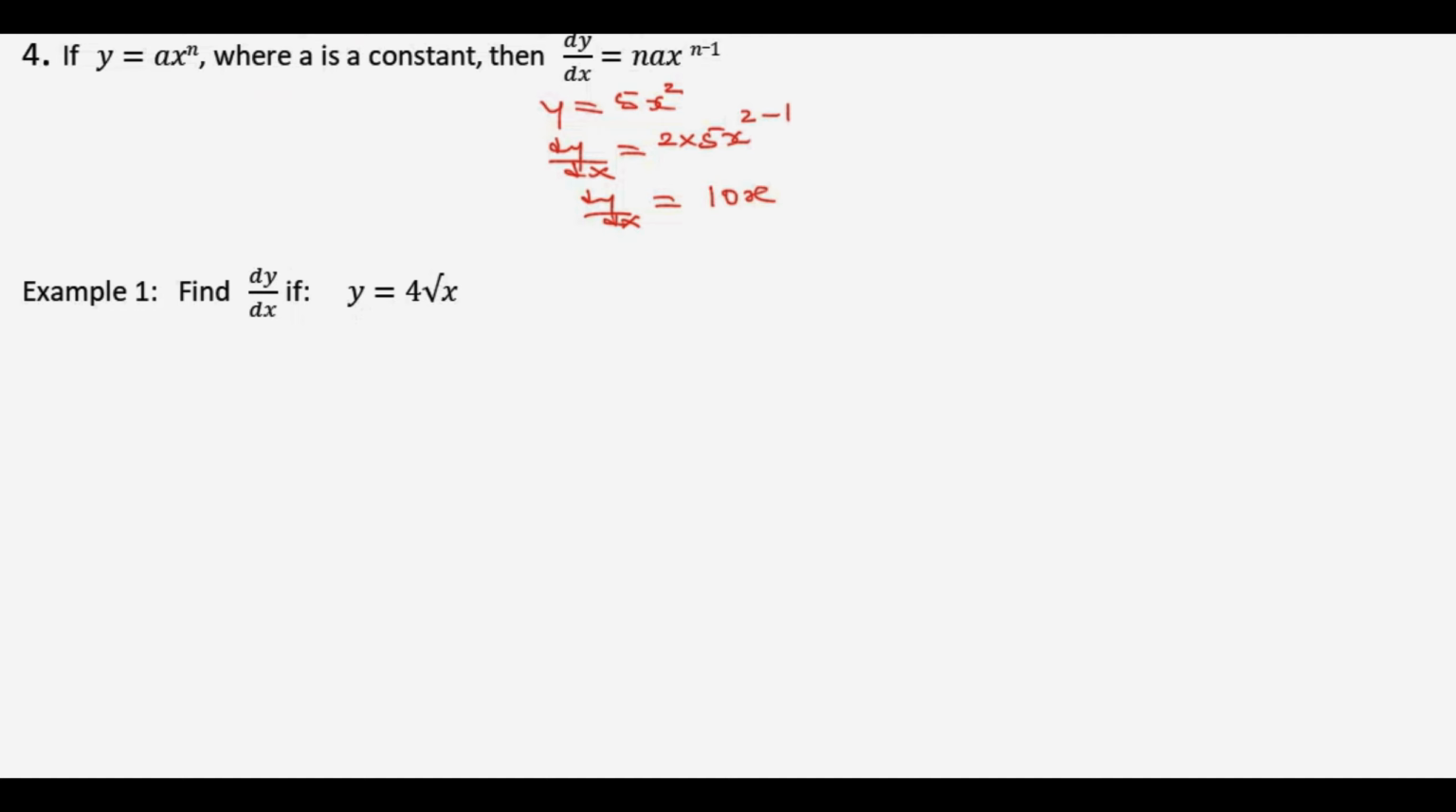We'll start with the first example. The first example says we are asked to find dy/dx if y equals 4 root of x. So here we write y is equal to 4, and you know this is a square root, so whenever you have a square root, it means half.